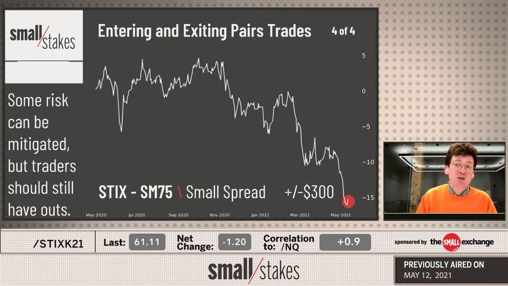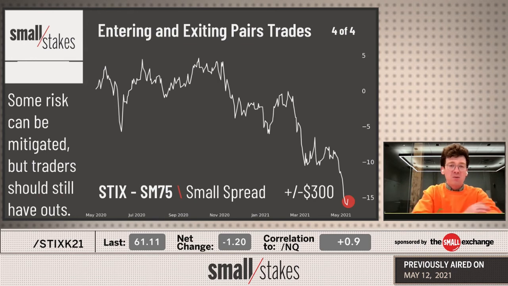Most pairs trades do mitigate some risk, but you still have to have your outs, because what's funny, and this happens from time to time, the last couple of weeks we've seen a bigger move in this Sticks SM75 spread than the outright itself. We've seen Sticks futures fall like $3 or $4, but the spread trade here has fallen like $7. And so while risk is mitigated in the long term on most pairs trades, you still have to have those outs and you have to have your mechanics.